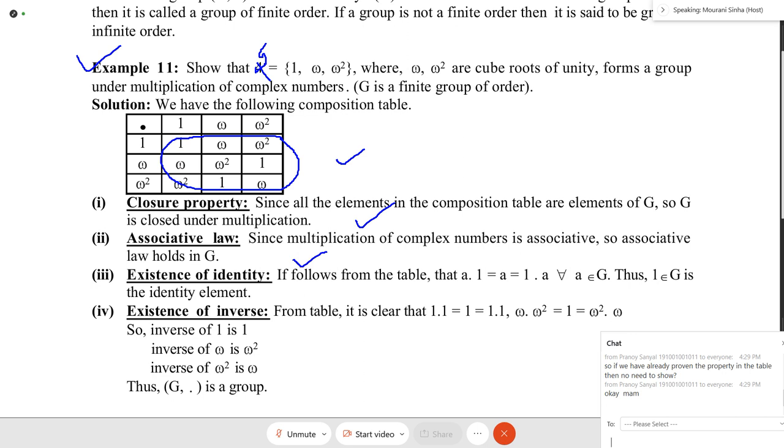Example 12, we have 16 elements here. This also we had done previously. So you just state the closure property that since all the 16 elements belong to G, it's closed. For the associative law, they haven't taken any example. You should take 3 elements and show, then identity and inverse and so on.